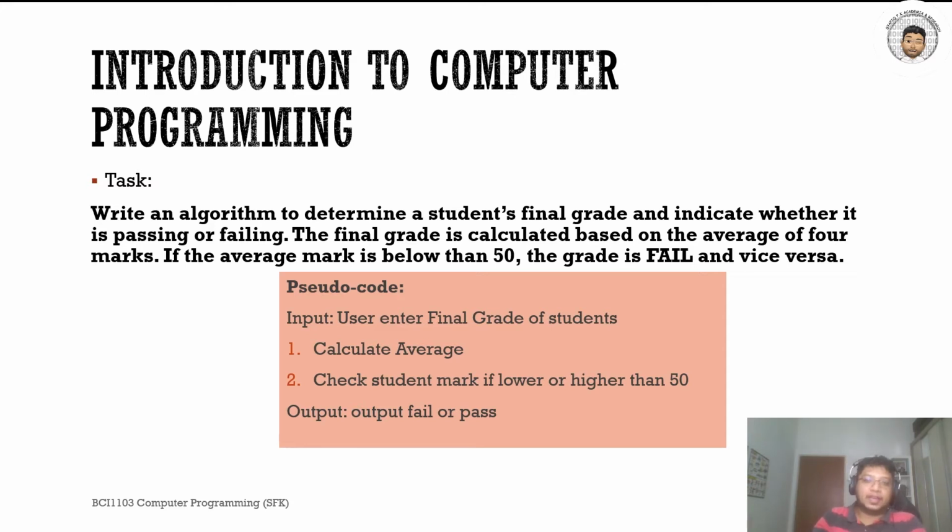So you have input, where the user enters the marks of the student, and then calculate the average. For the second step, check whether the student's mark is lower or higher than 50. Then output whether it is fail or pass. So the output is also part of the process. If it's less than 50, it's fail. If it's more than 50, it's pass.